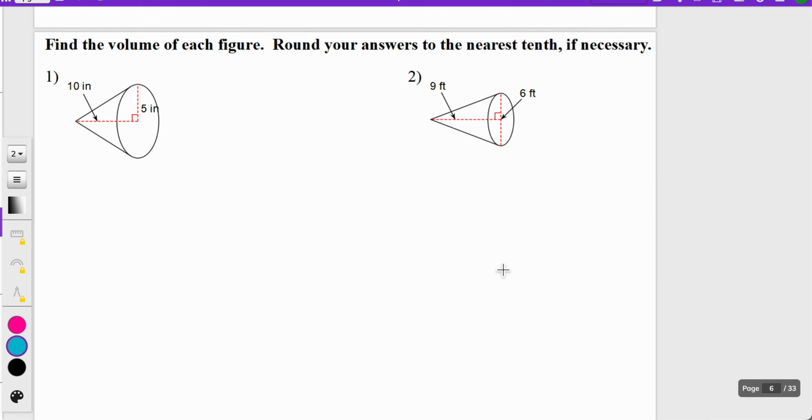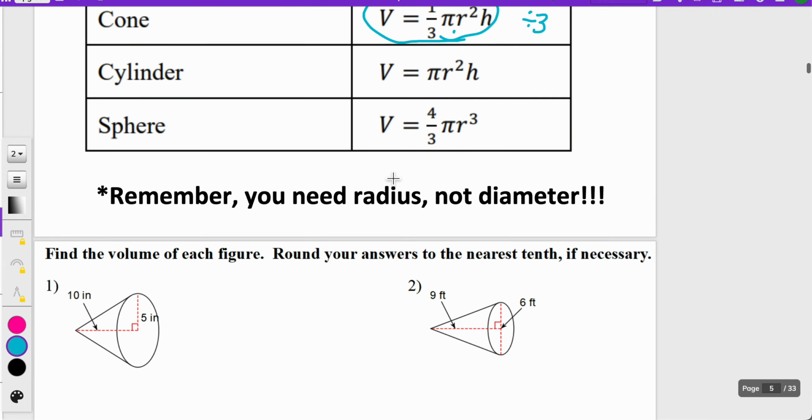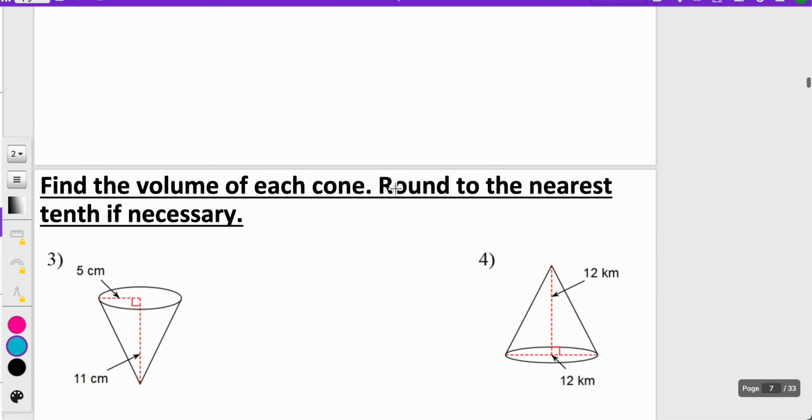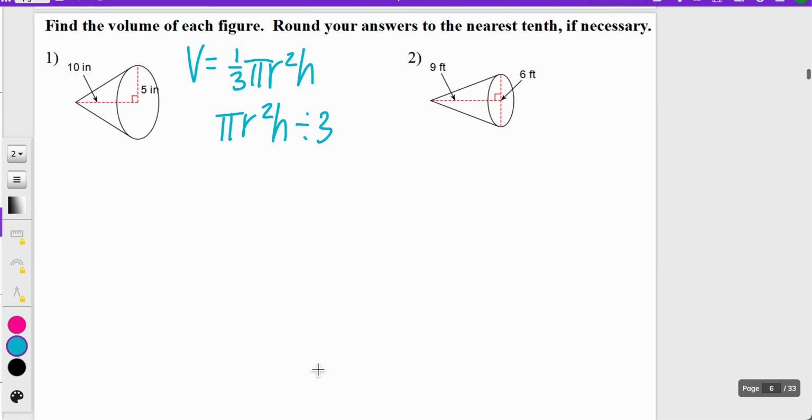So we're going to find the volume of each cone. I'm going to have you watch me do number 1 and 2, and then you're going to try 3 and 4 on your own. So number 1, we're going to use this volume formula of 1/3 pi times radius squared times height, which just means still do your pi times radius squared times height, but then divide your answer by 3 at the end.